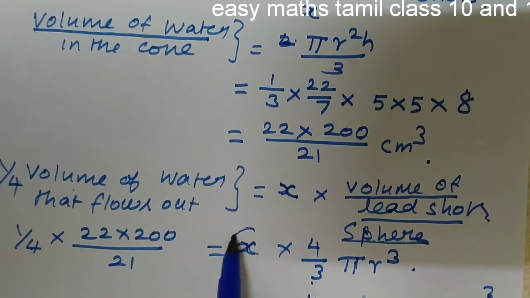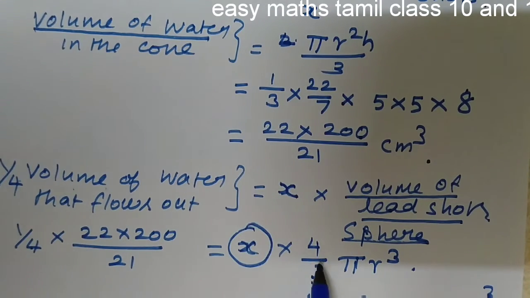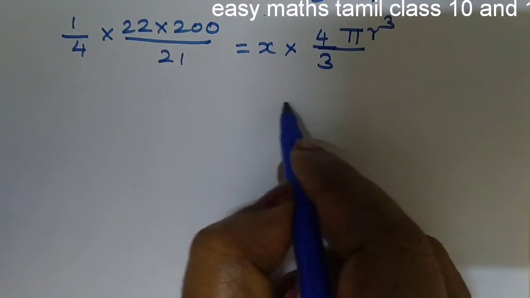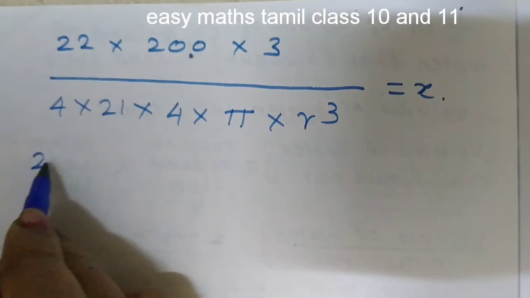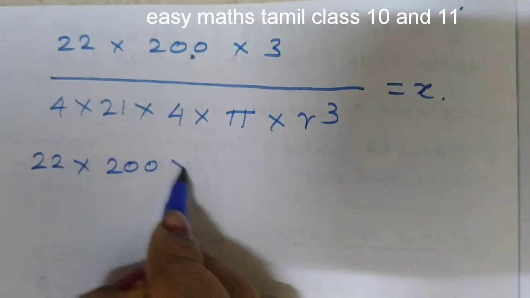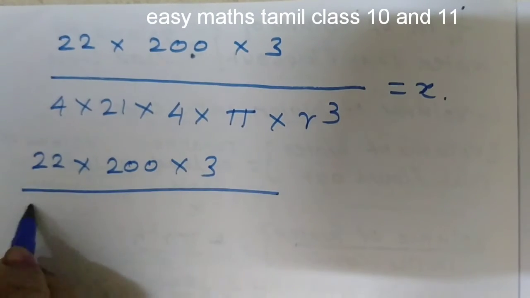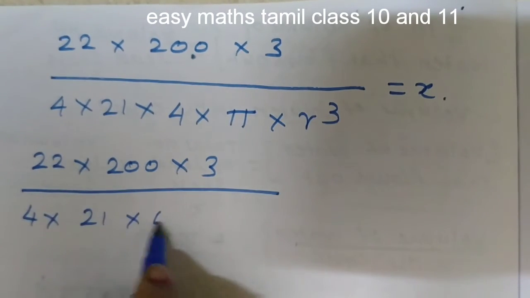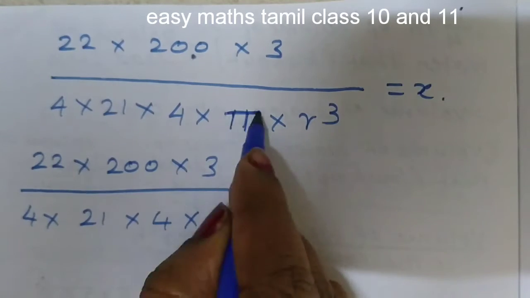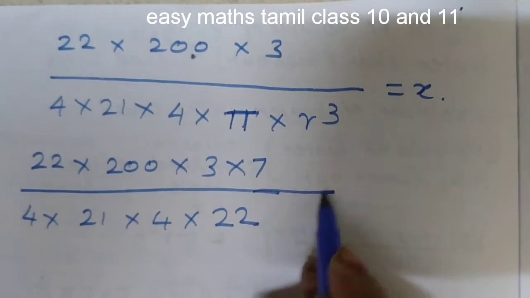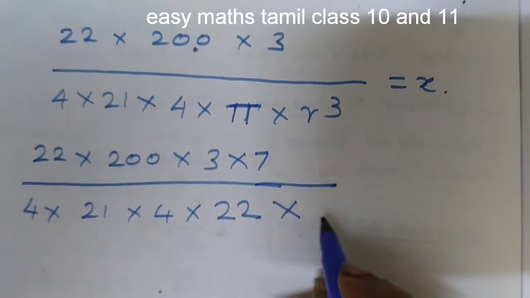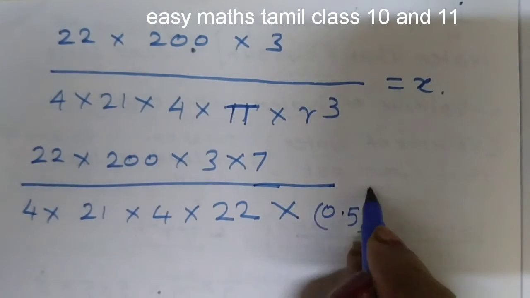Keeping the value of x on the right hand side, let us take the 4/3 into pi r cube to the left hand side of the equation. So x equal to 22 into 200 into 3 divided by 4 into 21 into 4 into pi, whose value is 22/7, into r cube, whose value is 0.5 cube.